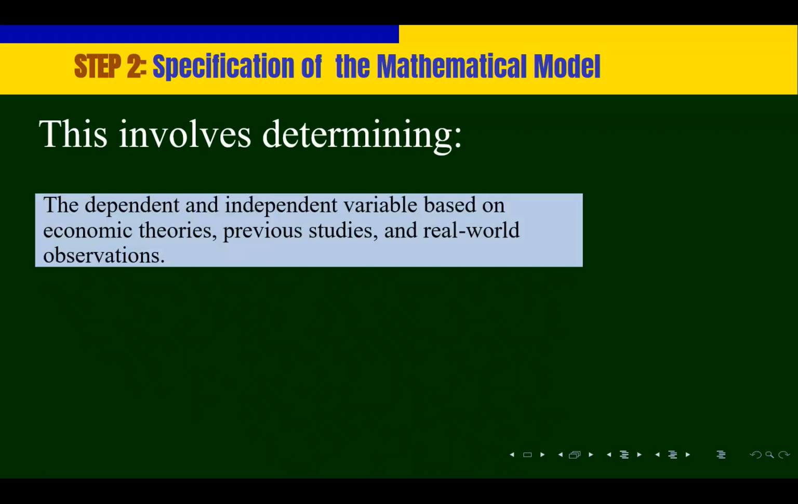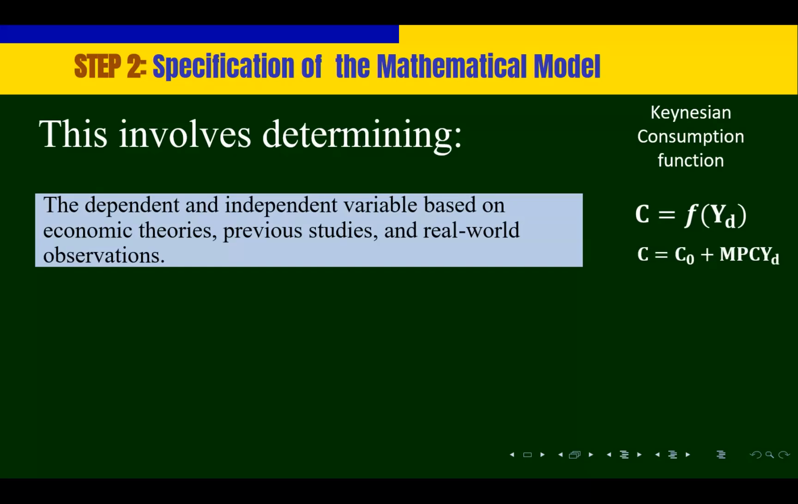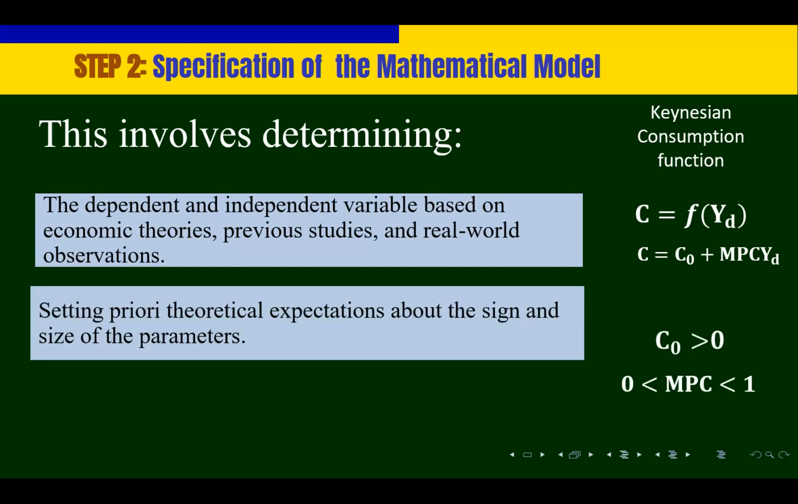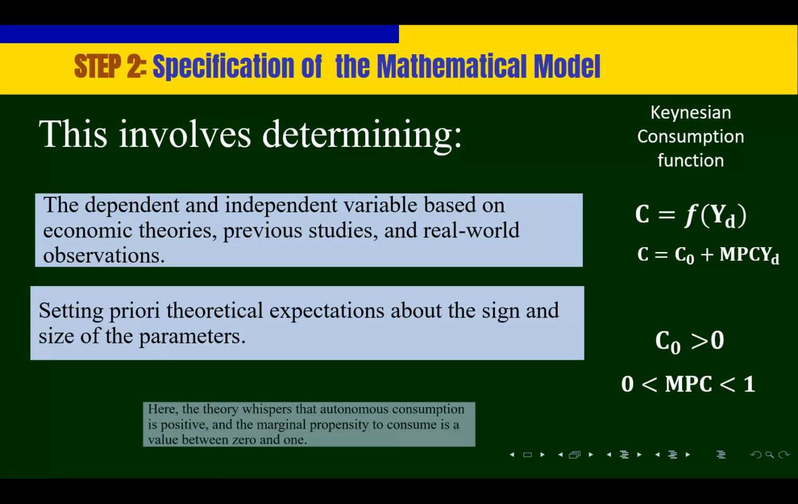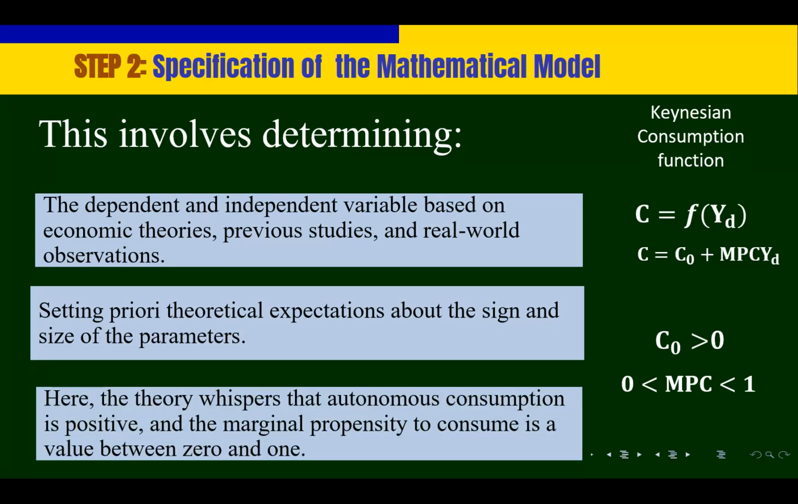Now, let's move to Step 2: designing the mathematical model, where we express this theory in the language of equations and symbols. Consumption equals autonomous consumption plus induced consumption. In other words, consumption equals autonomous consumption plus marginal propensity to consume times disposable income. Here, the theory whispers that autonomous consumption is positive, and the marginal propensity to consume is a value between 0 and 1. Now, onto the canvas of Step 3, crafting our econometric model.